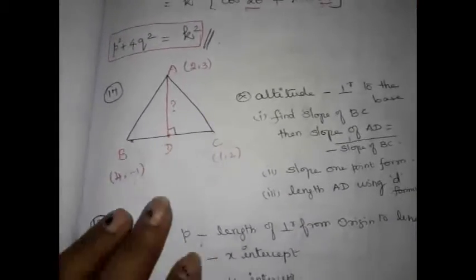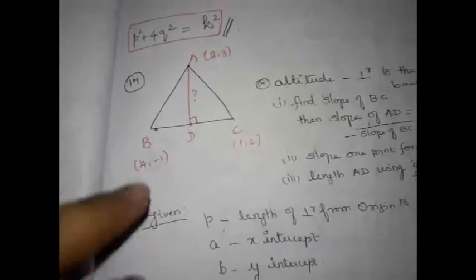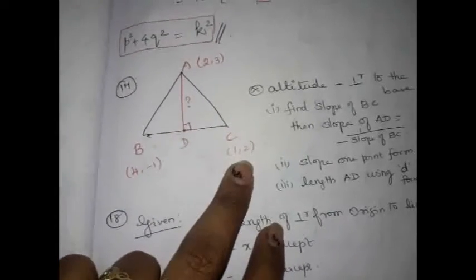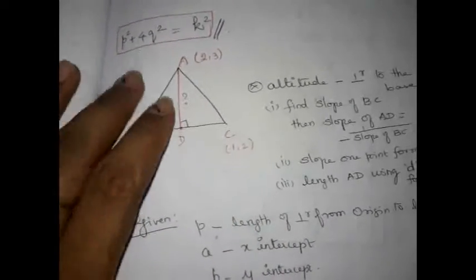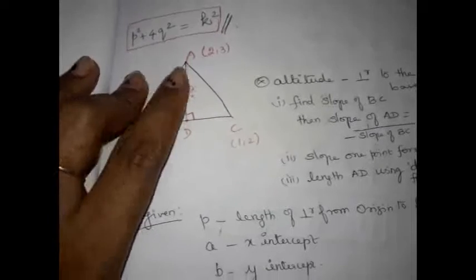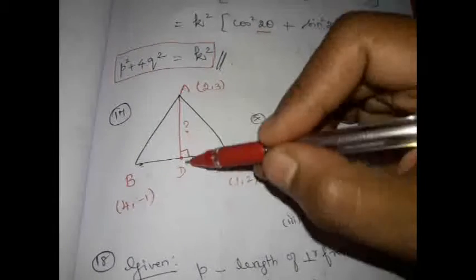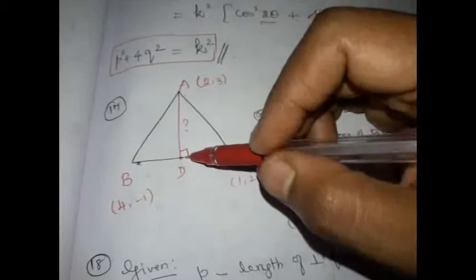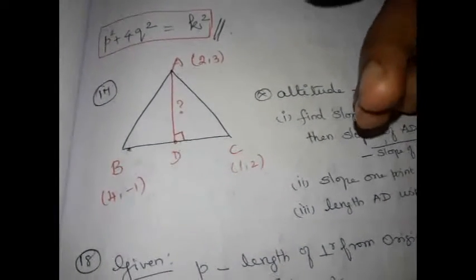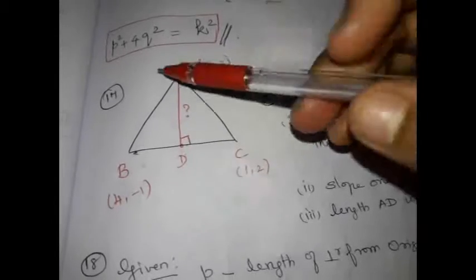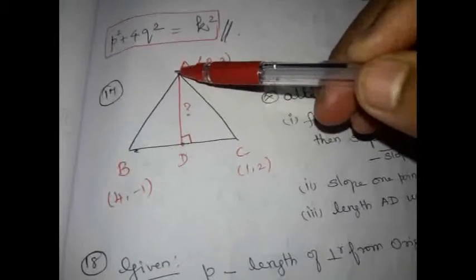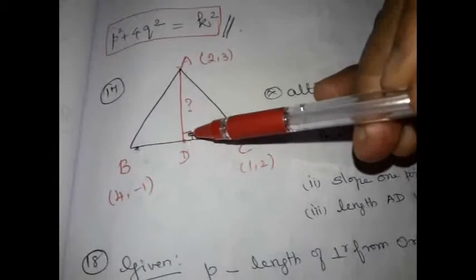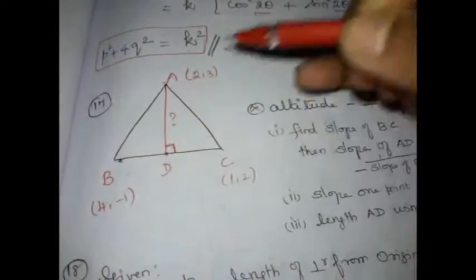In the triangle ABC with vertices A, B, C given, find the equation and the length of the altitude from the vertex A. They asked you to find the equation of the altitude as well as the length of the altitude. Hope you know what is meant by an altitude. What is an altitude? An altitude is a line segment drawn from the vertex perpendicular to the opposite side. Right? The altitude will be perpendicular. So we know this angle is 90 degrees.